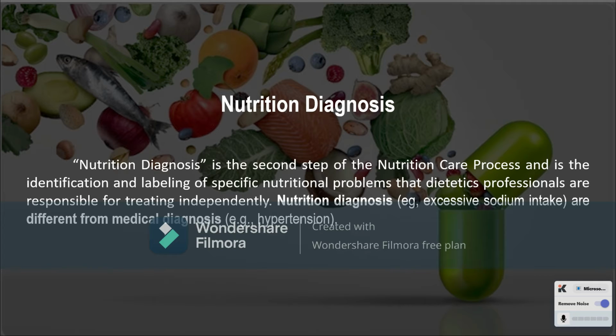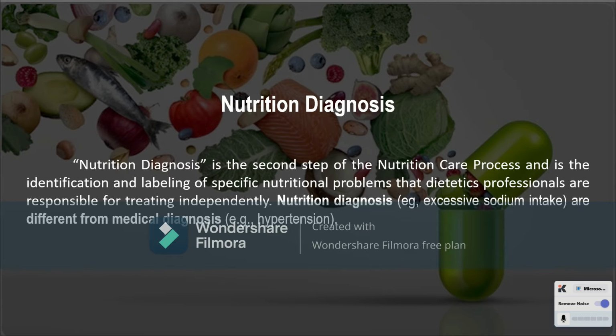So by the way, it is treated independently because it is important to emphasize that the nutrition diagnosis is different to the medical diagnosis. So nutritional diagnosis is ideally resolved by a nutritional intervention. Pero ang medical diagnosis naman refers to the disease or pathology of organs or body system.